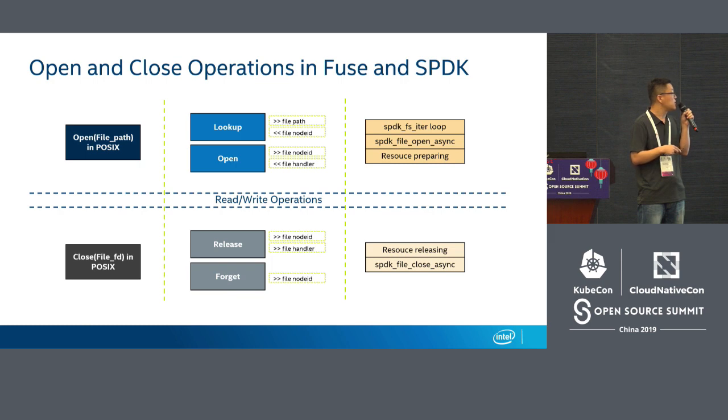For close, it is just the opposite. Like open, it has two. One is release, the other is forget. So that area is related to the SB API.